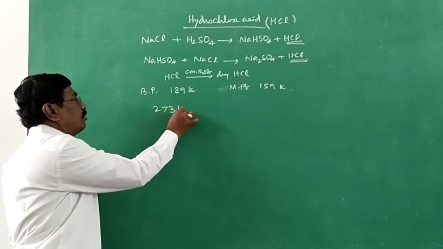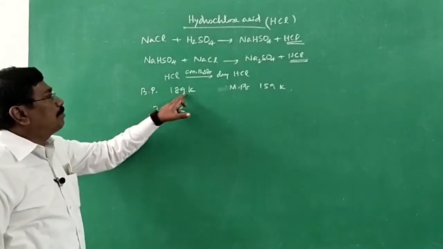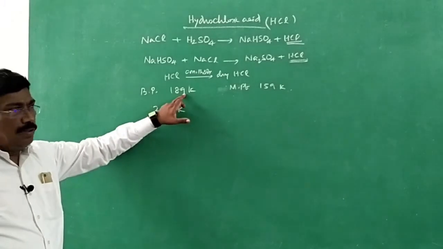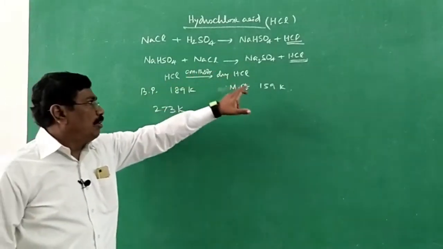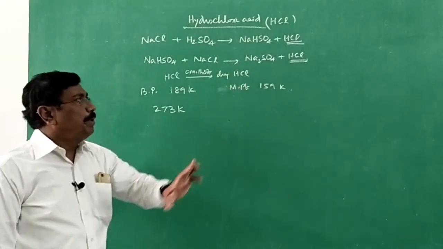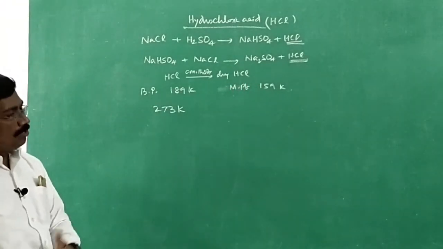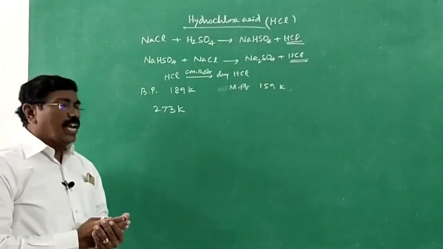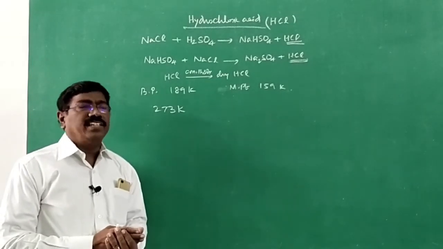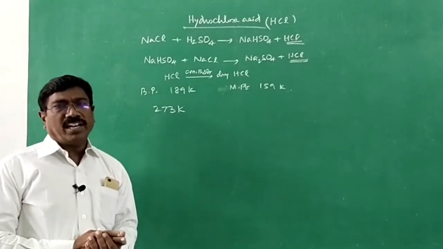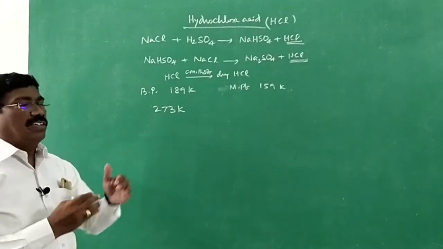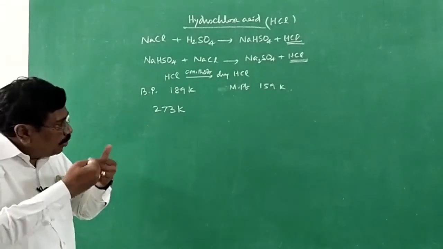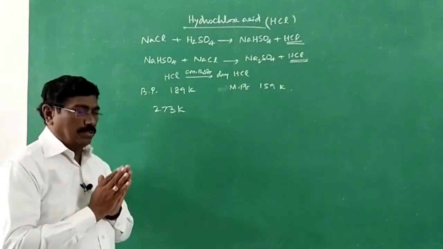After all, 273 Kelvin is 0 degrees Celsius. At still lower temperature, it will become liquid above 189 Kelvin, and it will be in the frozen form below 159 Kelvin. So hydrogen chloride can be a liquid, a gas, or a solid. It can be dissolved in water to give hydrochloric acid. It can be liquefied. All those things are possible.